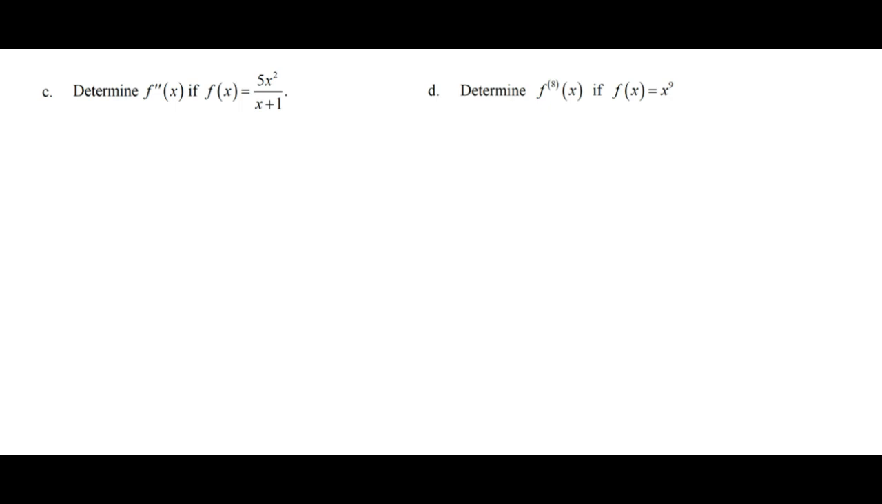Determine f double prime of x, if f of x is 5x squared over x plus 1. Okay, so we're just going to start by finding the first derivative, right? It's a quotient rule. There's really not a lot of simplifying you could do with it, so you're just going to do a quotient rule. And what do we get? So x plus 1 times 10x minus 5x squared times 1.